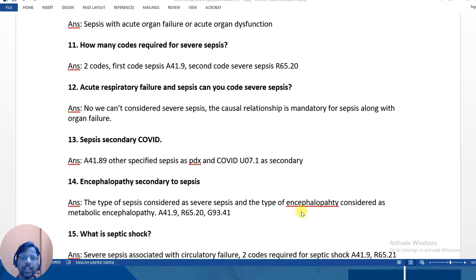Next one. If the documentation contains acute respiratory failure and sepsis, can you code severe sepsis? No, we can't consider severe sepsis. The causal relationship is mandatory for sepsis along with organ failure. So what is the key thing you need to remember? Whenever you want to code any type of sepsis along with organ failure, the causal relationship is mandatory, which needs to be provided by the physician. If there is no documentation of a combination or relation between sepsis and organ failure, we can't code.